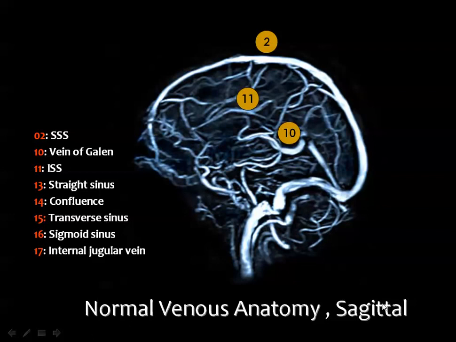Then this is the superior sagittal sinus, and this is the vein of Galen, and this is the inferior sagittal sinus. This is MR venogram, and here is the straight sinus, and this is the confluence of the sinuses. This is the transverse sinus, and this is the sigmoid sinus, and this is the internal jugular vein.